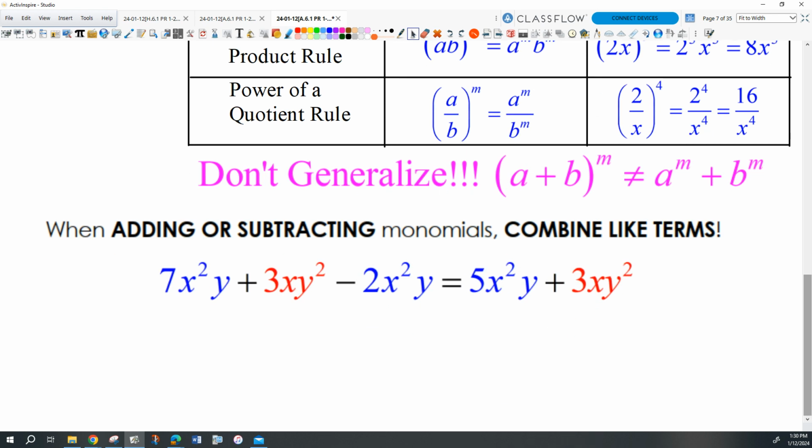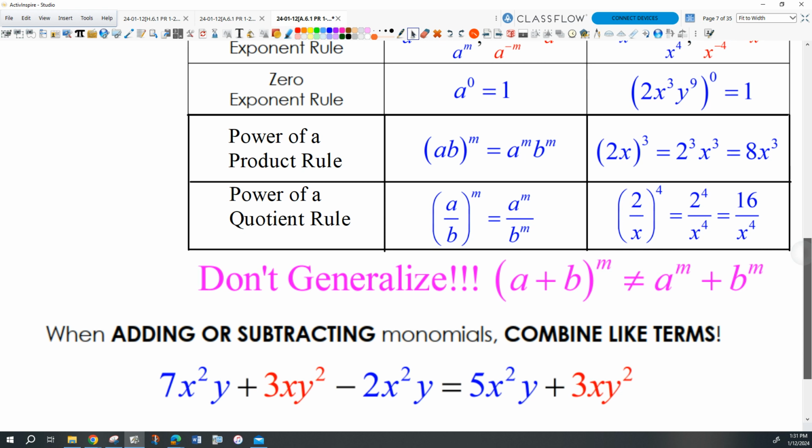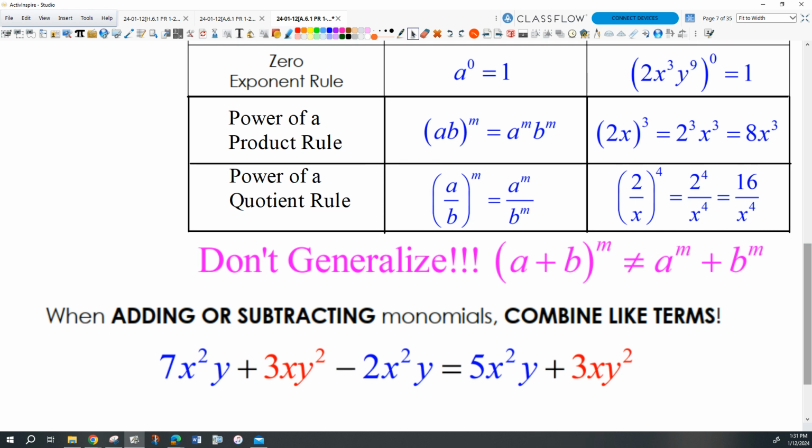Don't generalize, right? Just because we can distribute the exponent when we're multiplying or dividing, don't assume that you can distribute it when you're adding or subtracting, because it doesn't work. Think about that for a second. What does the quantity a plus b to the m really mean? When I have an exponent, like x to the 4th, what does that really mean? x times x times x times x. So x multiplied by itself 4 times, right?